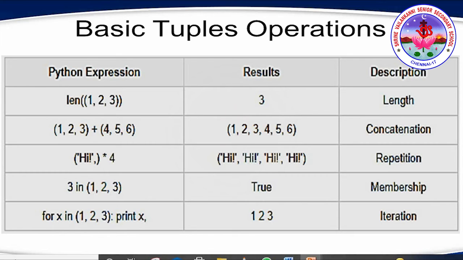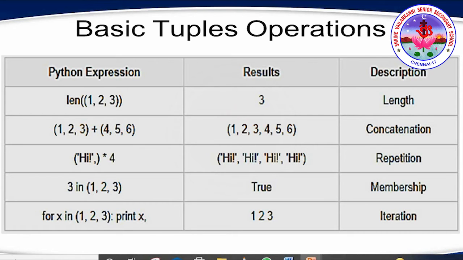Next, membership. 3 in (1, 2, 3). Here we are trying to see whether 3 is found in the tuple. It is there, so it returns True. If we go for another condition, say 4 in (1, 2, 3), then it returns False because it is not there. But if we give 4 not in (1, 2, 3), then that returns True. These are called in, not in, or membership operators.